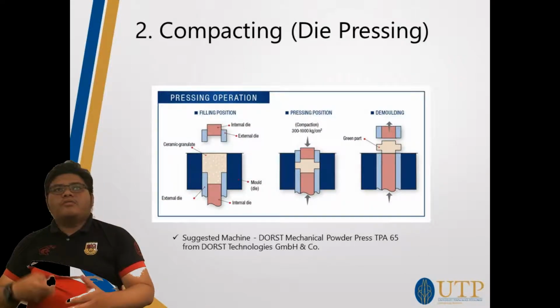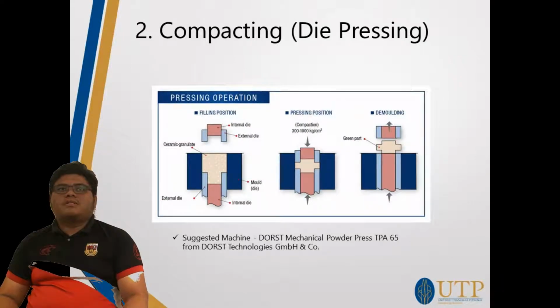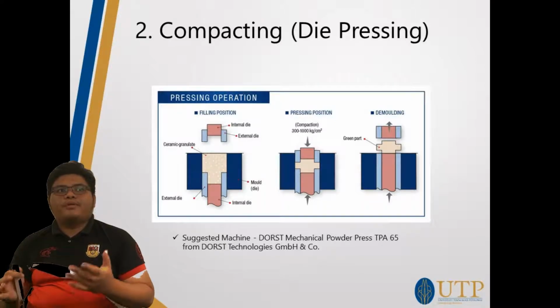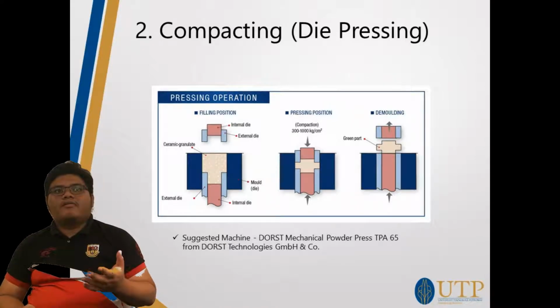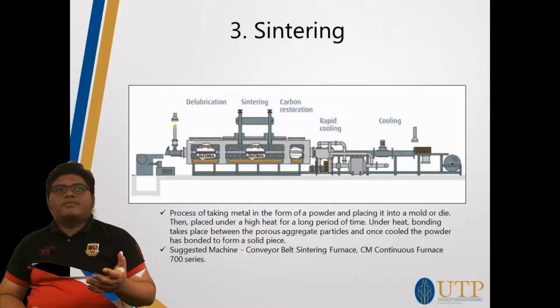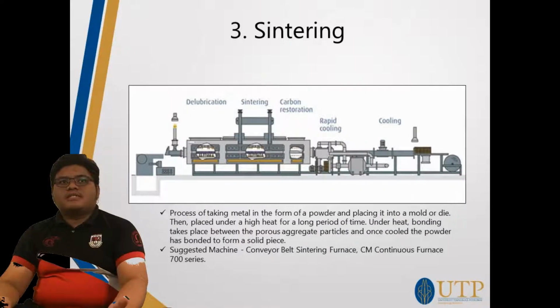Then we will go to the compacting process with dry pressing. In dry pressing, the powder will be put into a mold, then pressed under high pressure to produce the shape of the product. After that, we will go to the process of sintering.